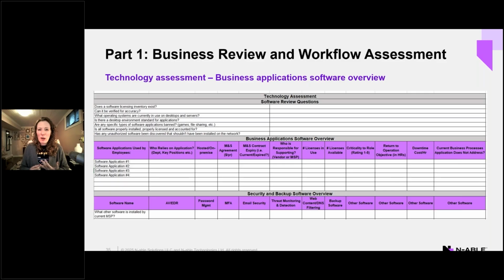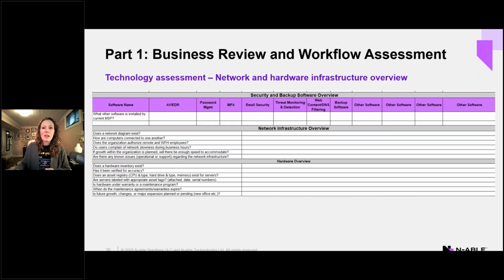What are they doing from a web security standpoint, backup, all that kind of stuff. But again, if they don't know, because they may not know, you're going to find this out anyways because you need it for your cyber assessment, because number 2 is you need to know the software that's in the client's environment. And then conducting a review of their overall hardware and network infrastructure.